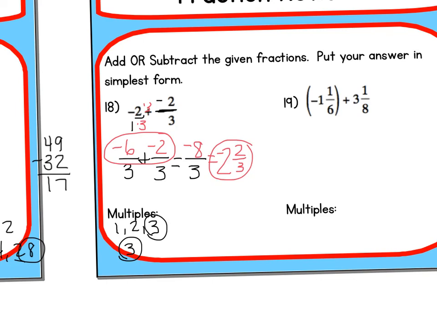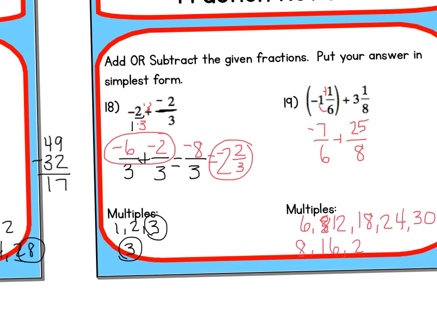The last problem, all we have to do is change to improper. 6 times 1 is 6, plus 1 is 7 over 6. We leave our negative, plus 8 times 3 is 24, plus 1 is 25 over 8. We find our common denominator, 6, 12, 18, 24, 30, and with 8 we have 8, 16, 24. Here's where they meet up. So I'm going to do something over 24 plus something over 24 equals something over 24.